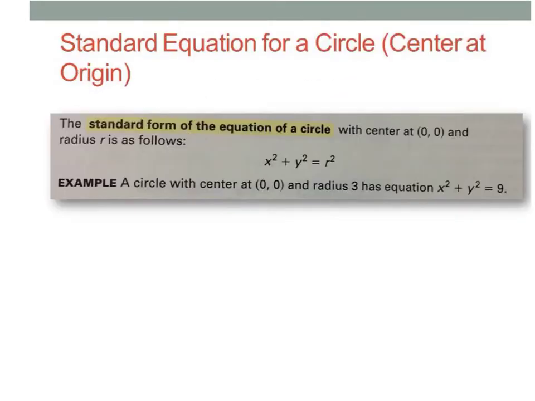So the equation that we're going to use, the standard form for the equation of a circle, is x squared plus y squared equals r squared. And this at the moment is going to be a circle centered at 0, 0. And so we need to make sure we have this written down: x squared plus y squared equals r squared.